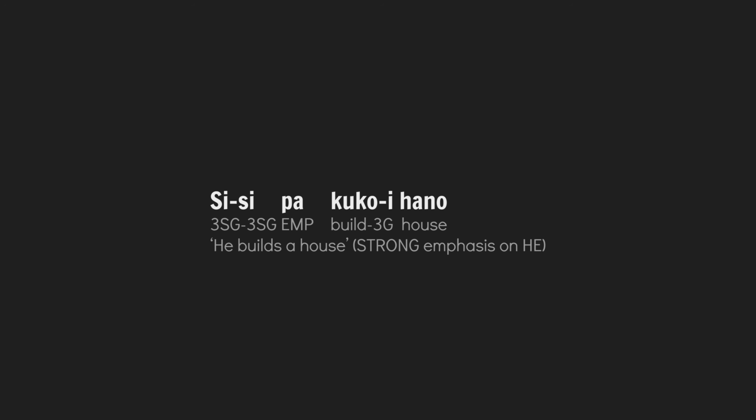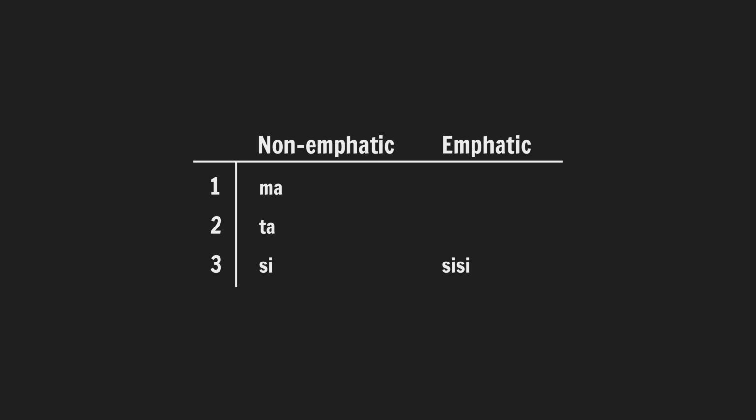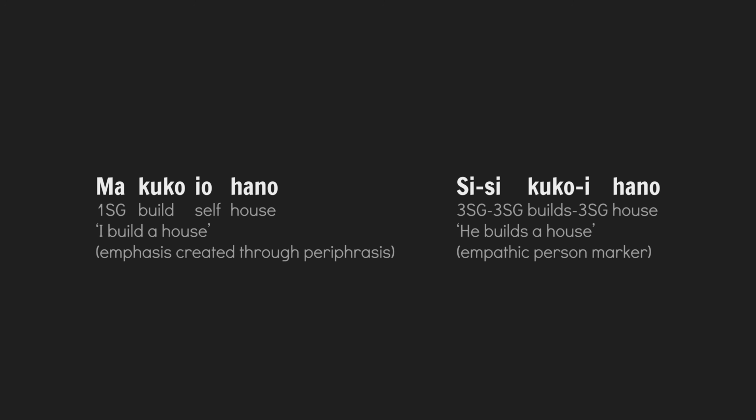And you could also create splits, perhaps a person-based split. Something like no emphatic person marker in the first and second person, distinct emphatic marker in the third. Ma Koko Yo Hano, I build a house, emphasis is created through periphrasis. Sisi Kukui Hano, he builds a house, emphasis created through emphatic person marker.